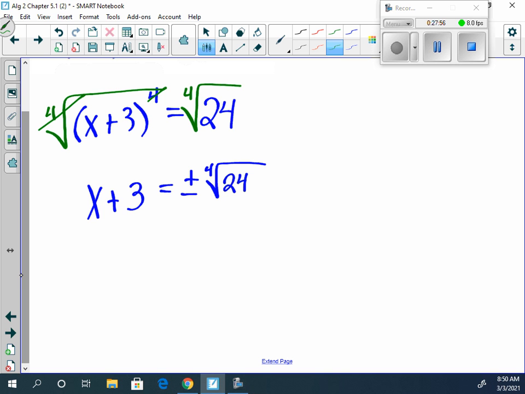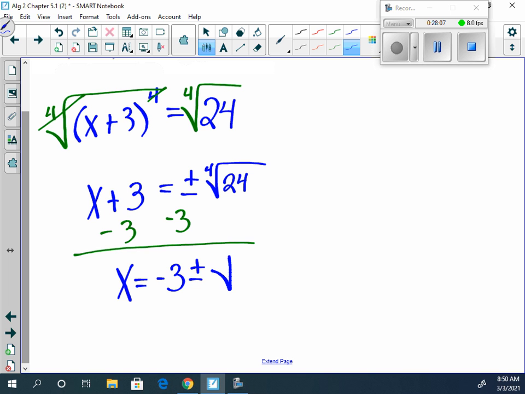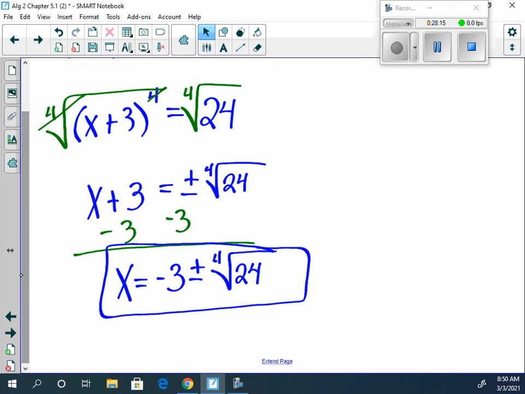What do we need to do next? Minus the 3 from both sides, which will give us x is equal to negative 3 plus or minus the fourth root of 24. And that's it.